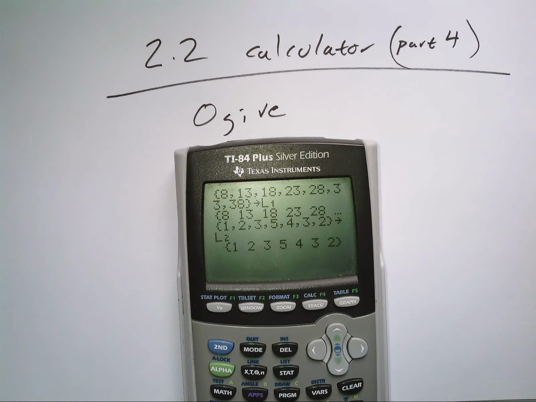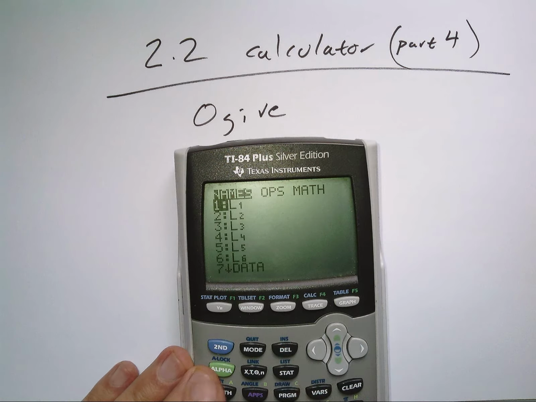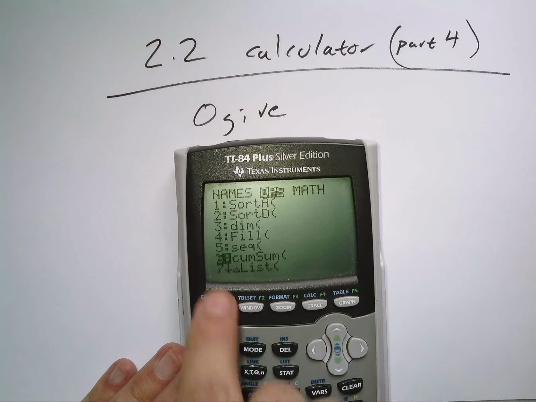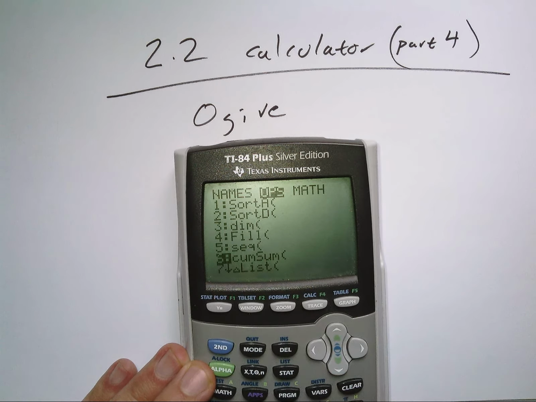I'm going to make a third list, which is going to be a running total of how many you have by each class. So in order to do that, I'm going to go to second list, so stat, second stat. I'm going to go to operations, and number 6 is cumSum. That stands for cumulative sum.